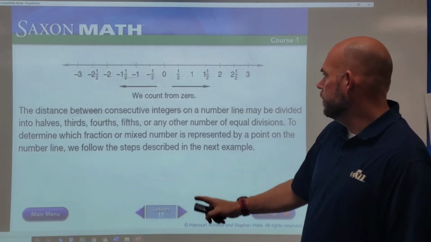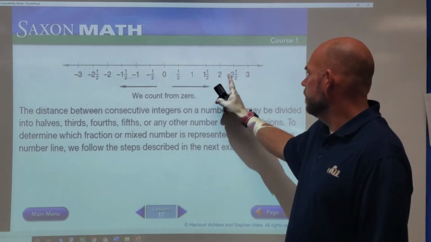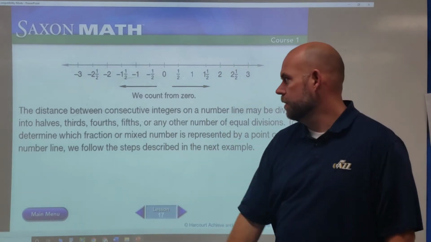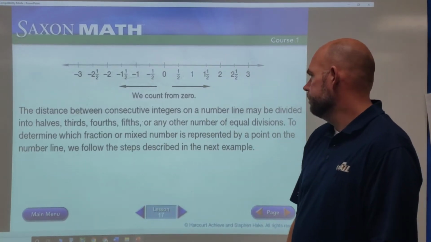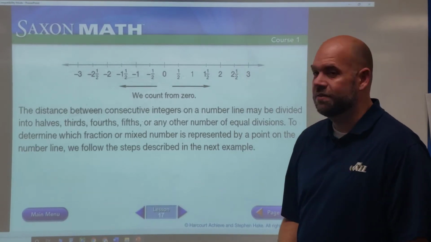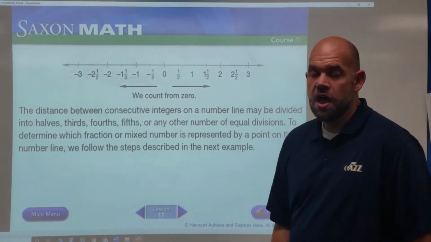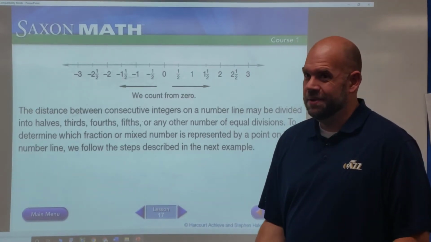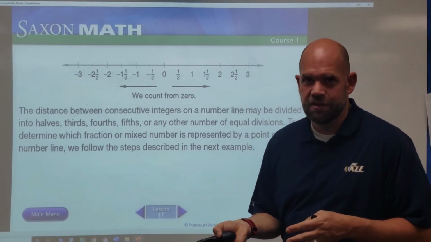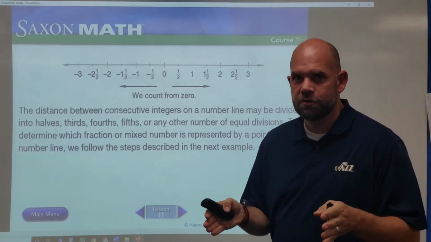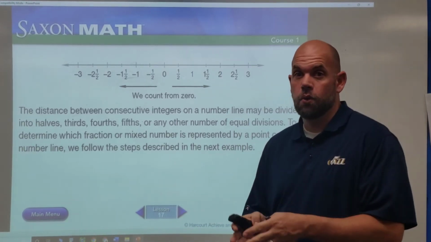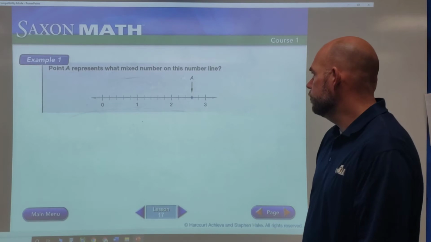If we count from 0, we can go up by 1, 2, 3, or we can go up by half: 1, 1 1/2, 2, 2 1/2, and we can do the same thing going down negative. The distance between consecutive integers on a number line might be divided into halves, thirds, fourths, fifths. Usually it's going to be a segment that makes sense. So 10 millimeters for a centimeter. Inches usually go by halves, then quarters, then eighths. So it's usually going to make sense.